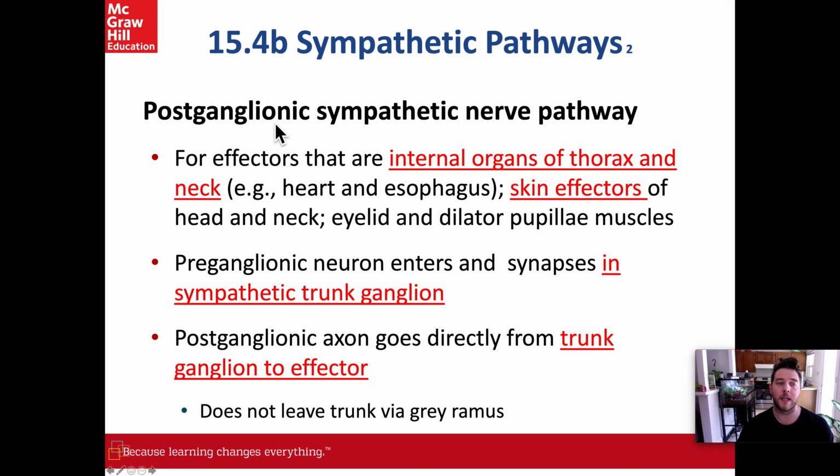The postganglionic sympathetic nerve pathway is for effectors that are internal organs of the thorax and neck, skin effectors of the head and neck, and eye, eyelid, or pupillae muscles. These are going to have preganglionic neurons that synapse in the sympathetic trunk ganglion. So these are going to go to that sympathetic trunk, but then they're going to go from the trunk directly to the effector. It doesn't go out through the gray ramus.